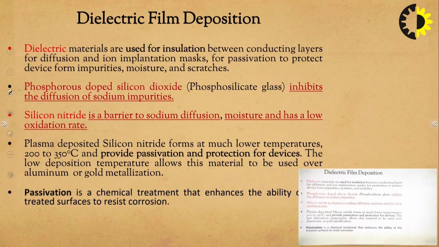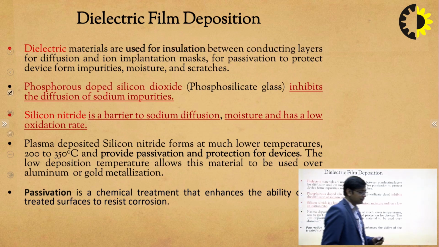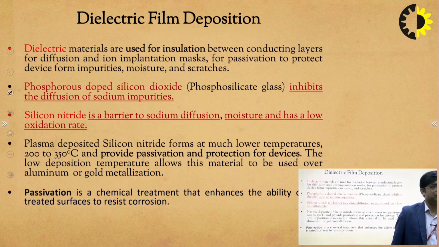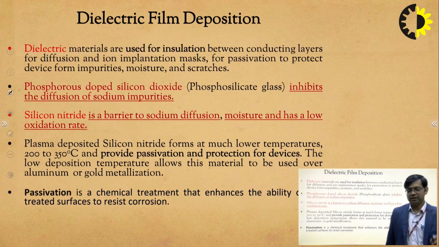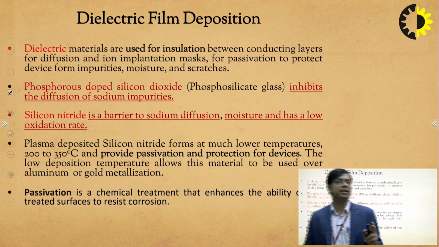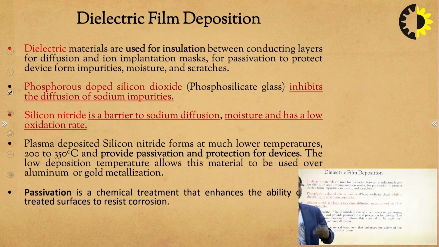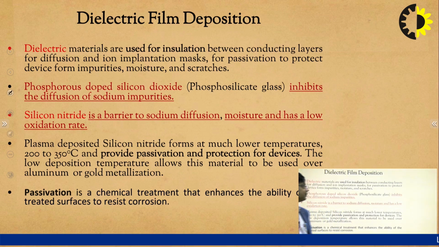Okay. Now, after discussing the polysilicon film deposition, next is discussion of dielectric film deposition. Now, in dielectric film deposition, we have 2 different kinds of materials that we mainly use. One is silicon dioxide and another one is silicon nitride. Now, let us discuss these 2.